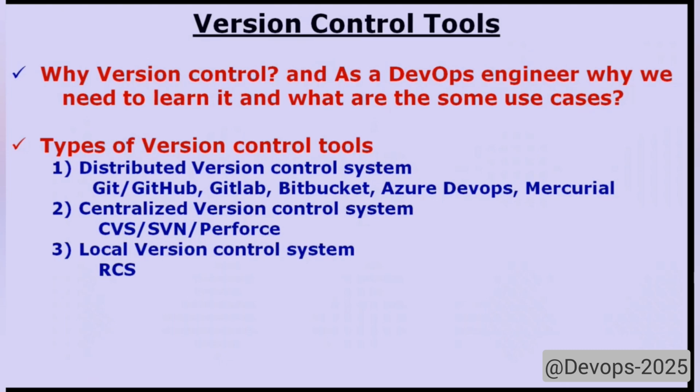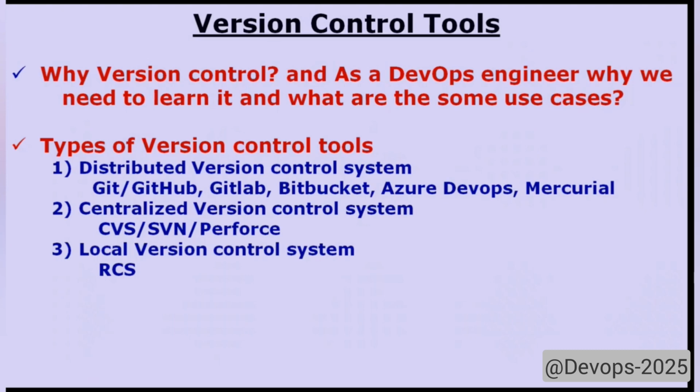So that is called local version control system. Nowadays no one is using this local version control system. Then coming to the centralized version control system, examples we can see are CVS, SVN and Perforce.